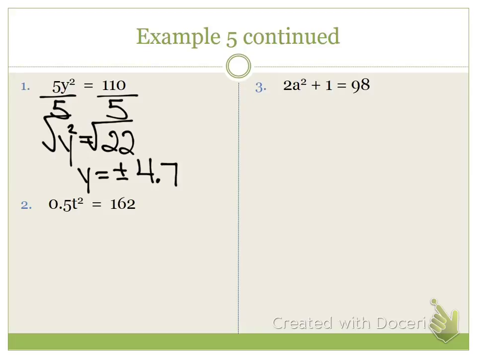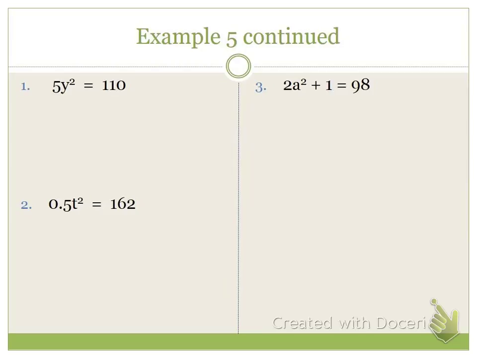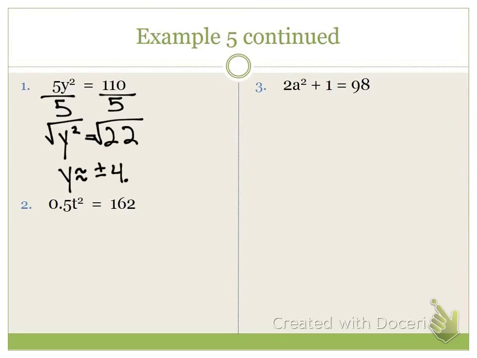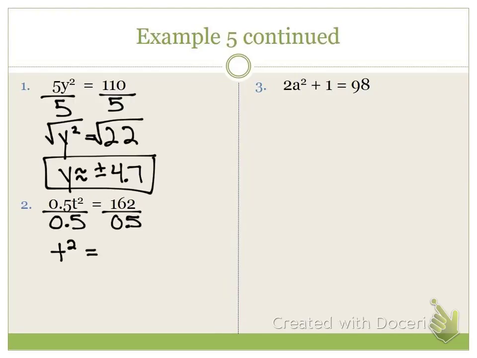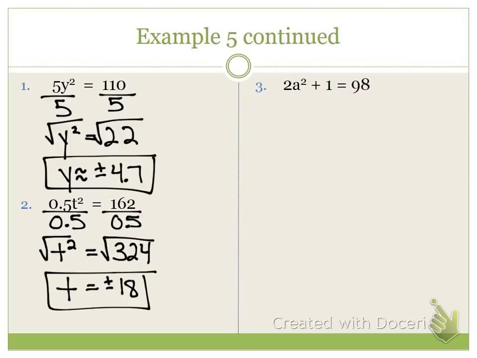On this one, we divide both sides by 0.5 first. And then we take the square root, and what did you get? T equals positive and negative 12.7. No. T equals positive and negative 18. Yeah, it actually doesn't seem like it's going to be a whole number, but it sure is positive and negative 18, because I should have got 324.